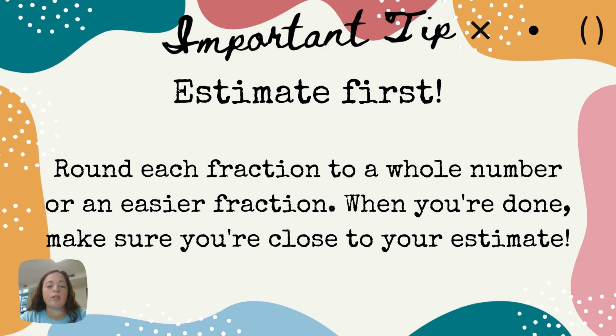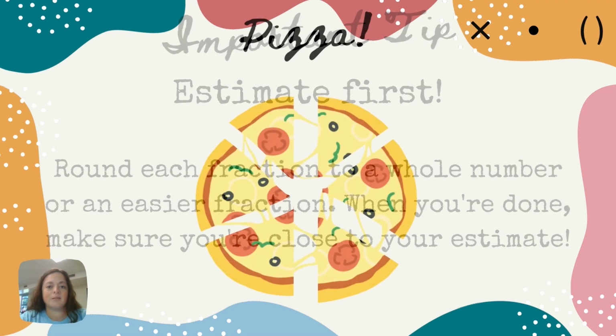One really important tip when you're multiplying fractions: estimate first. Round each fraction to a whole number or to an easier fraction. Then when you're done, make sure that you're close to your estimate to make sure that your answer is reasonable. Estimating first can save you a lot of headaches later.